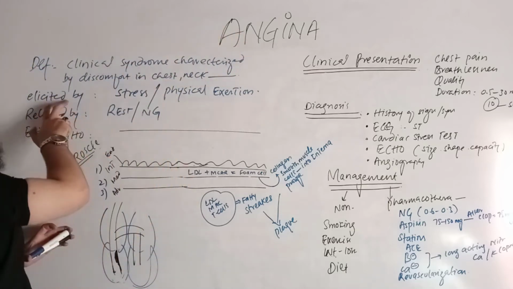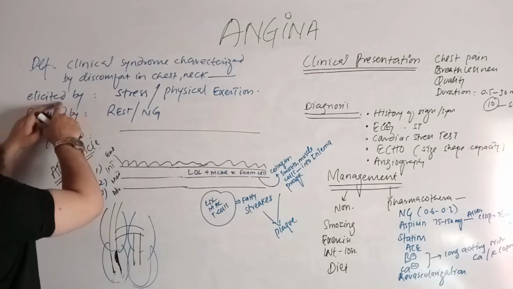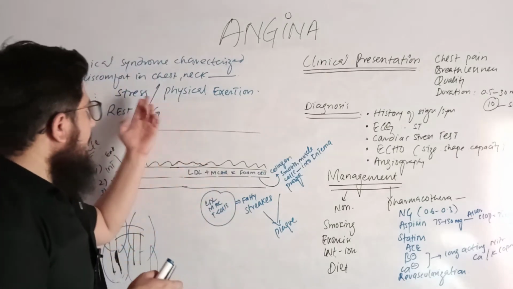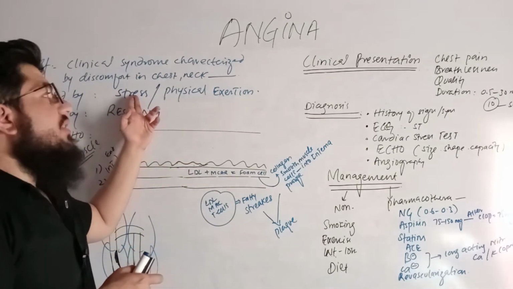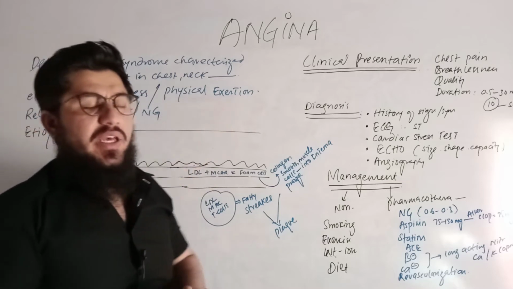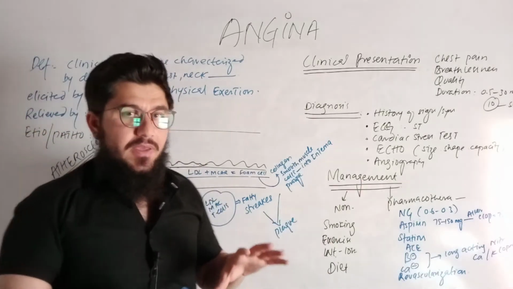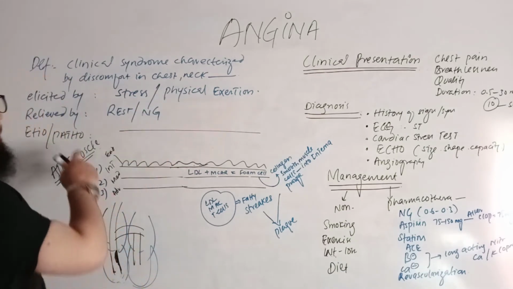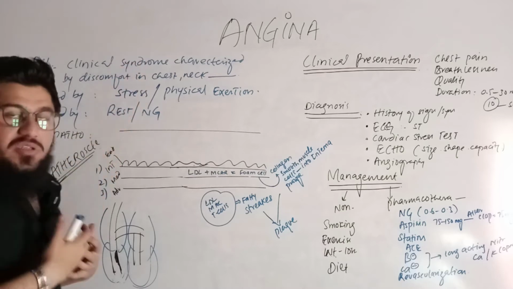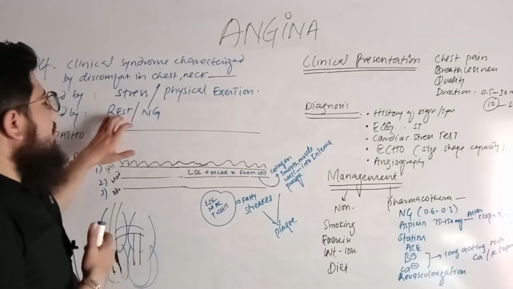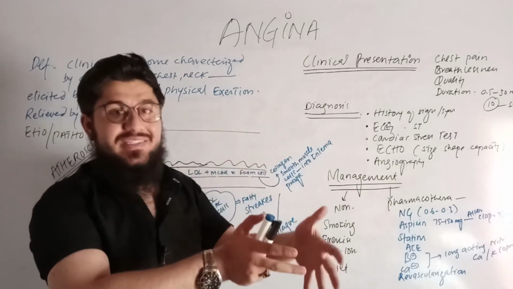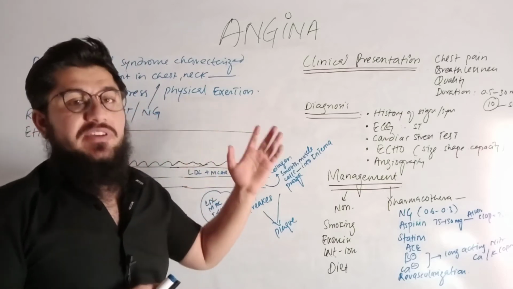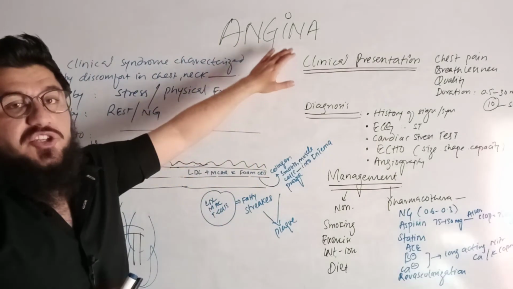Then let's come towards this new point, that is the factors that are responsible to cause angina. In some cases, stress, and in some cases, physiological exertion, and some other factors are also responsible to cause angina. Most common is stress and physiological exertion. Now, this chest discomfort is actually relieved by using nitroglycerin or taking rest. And there are some other factors also responsible.